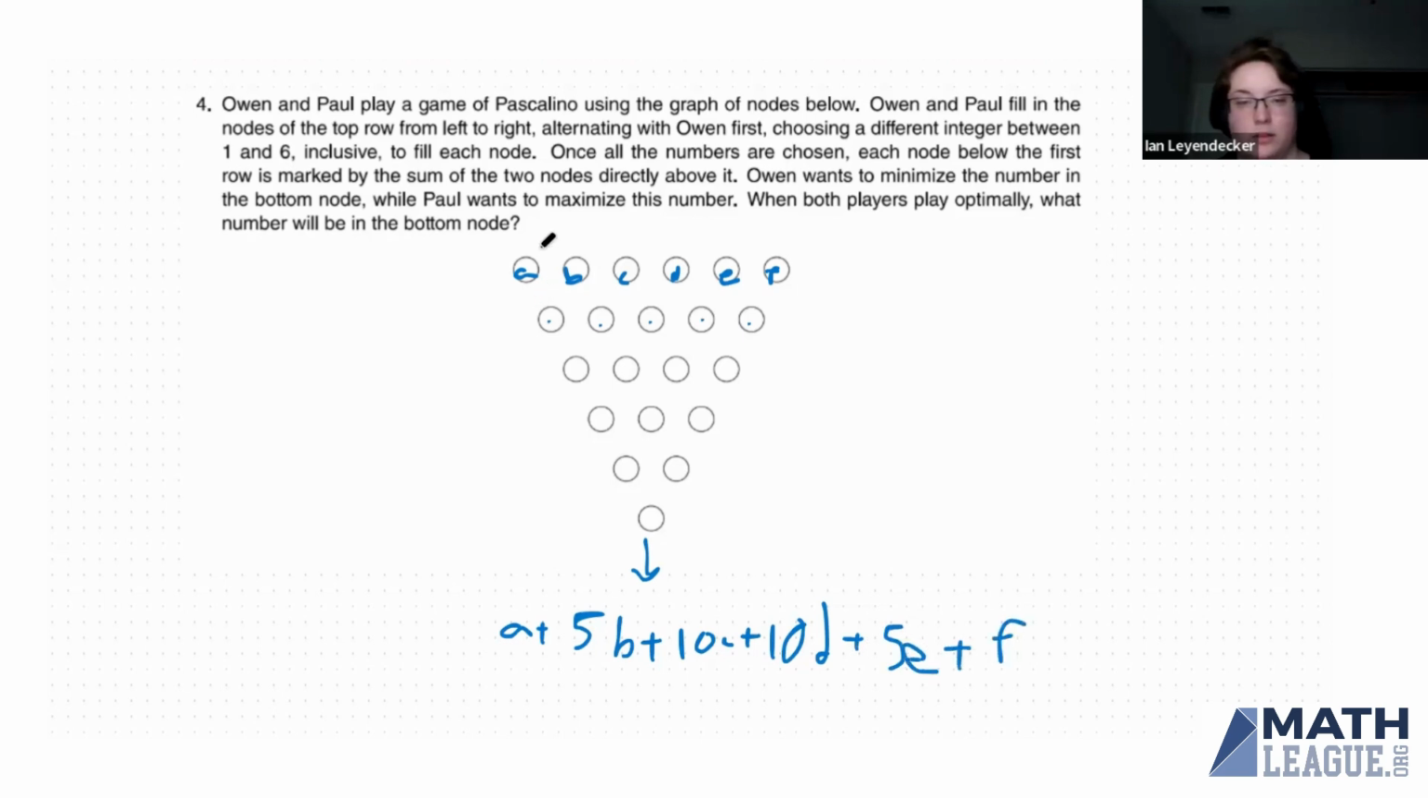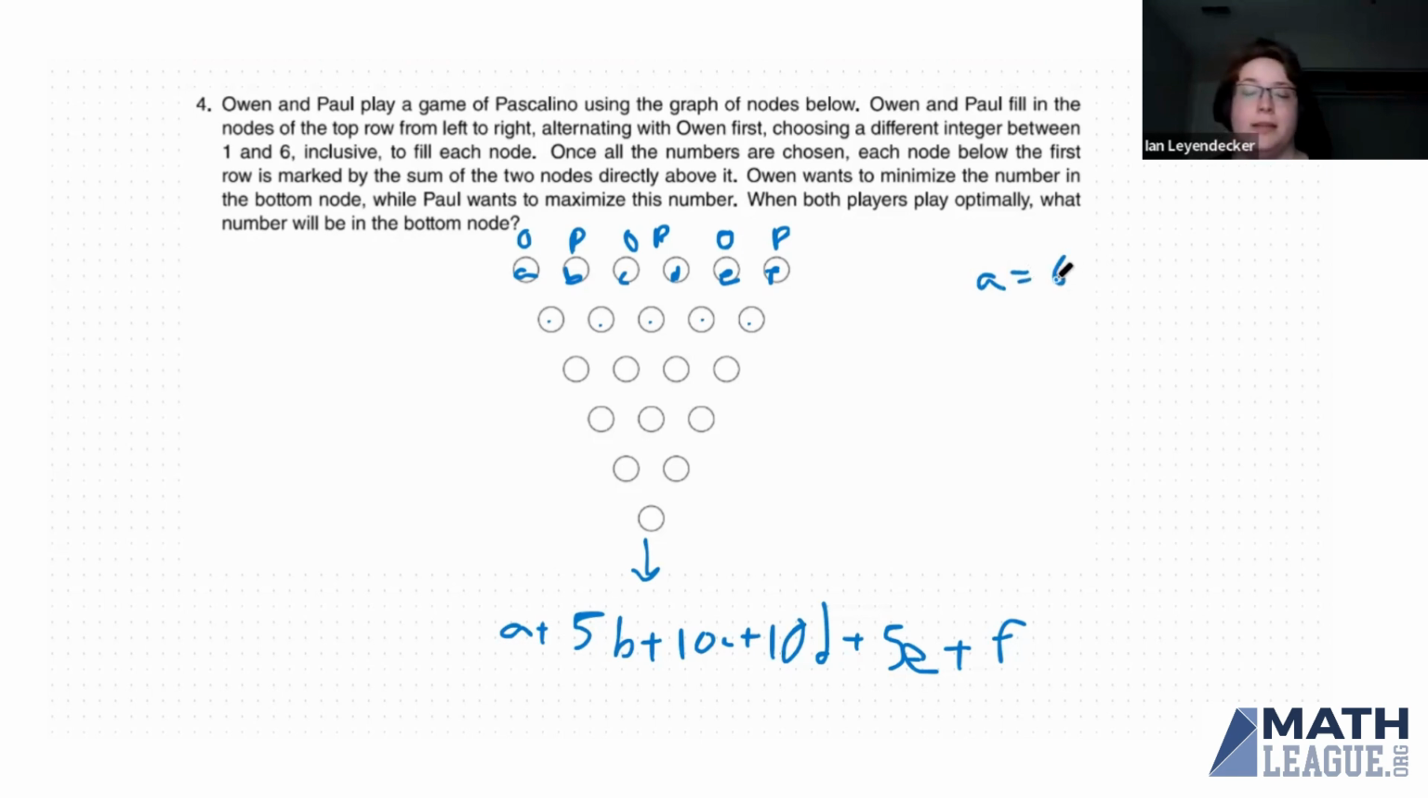And we know that Owen goes first, so Owen fills A, then Paul, Owen, Paul, Owen, Paul. Now, multiplying by 5 is only ever going to not be optimal if you're jumping from 1 to 5, trying to pick where to put 1, and multiplying by 10 is always going to improve the value of the placement of a number. Owen, since he tries to minimize the number, should notice that Paul, if left alone, would be able to put 5 times 6 in place B, if he was able to put 6 in place B. So Owen is going to make A 6.